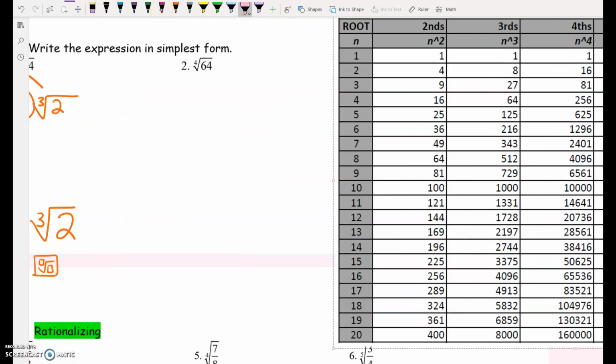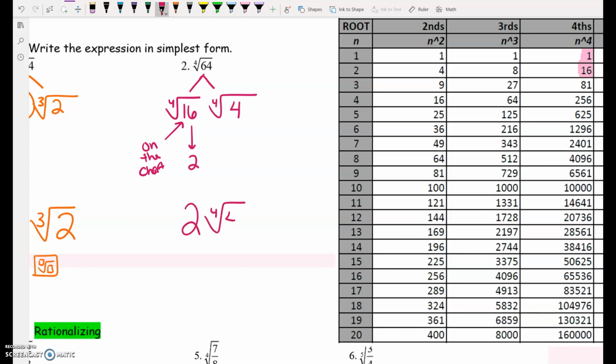For the fourth root of 64, we're going to be looking in the fourths column at the numbers that are smaller than 64. We want to split this into the fourth root of something on the chart times the fourth root of whatever other number you'd multiply by to end up with 64. So you really want this one to be on the chart. Smaller than 64, we've got 16. It'd be really helpful if 16 worked. 64 divided by 16 is 4. The fourth root of 16 is 2, so we have 2 times the fourth root of 4.